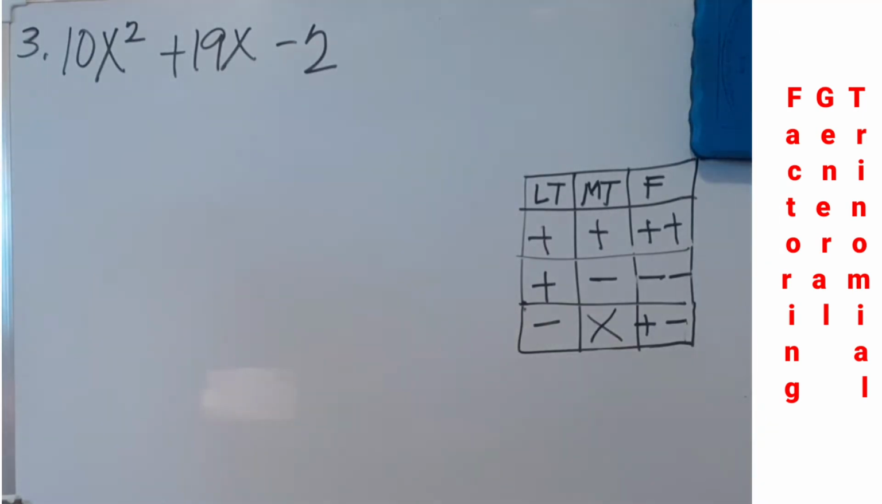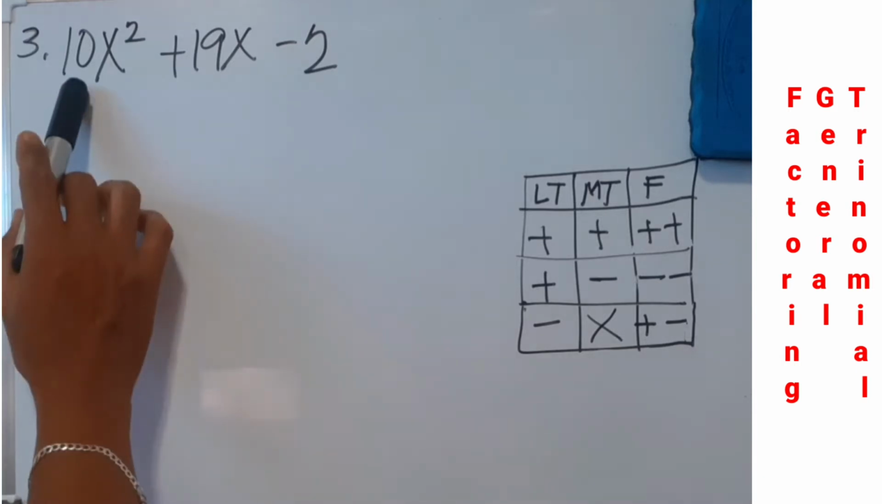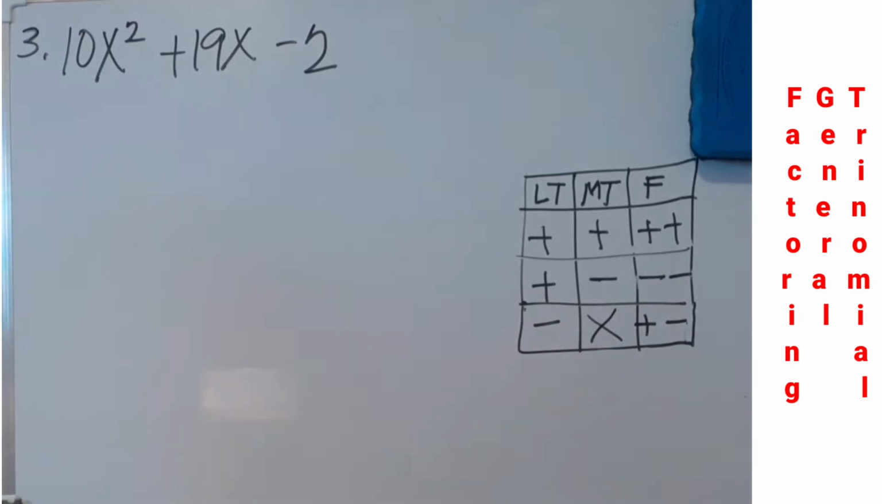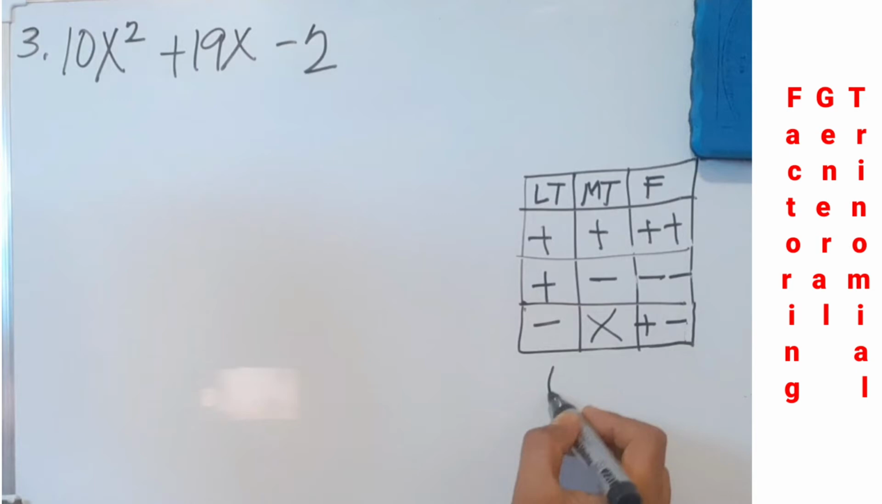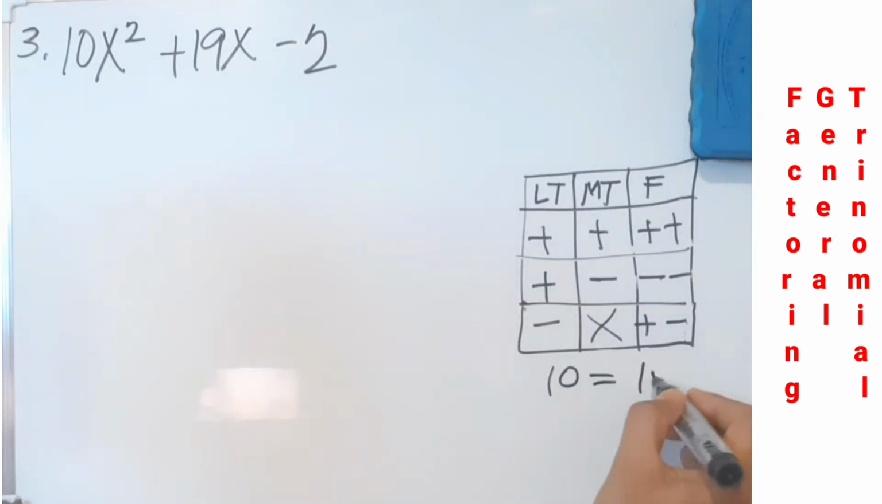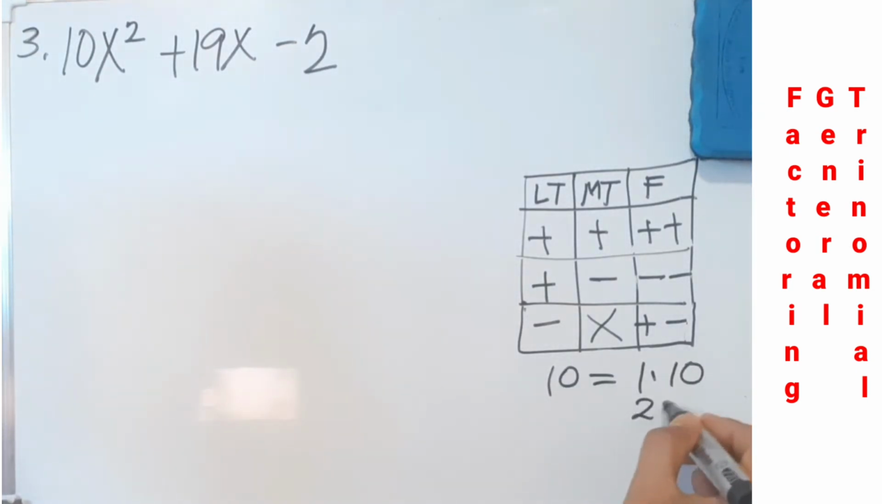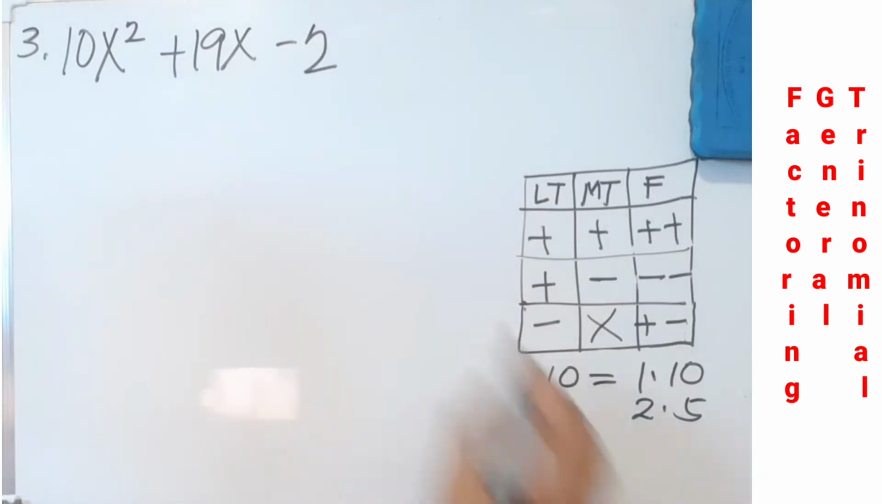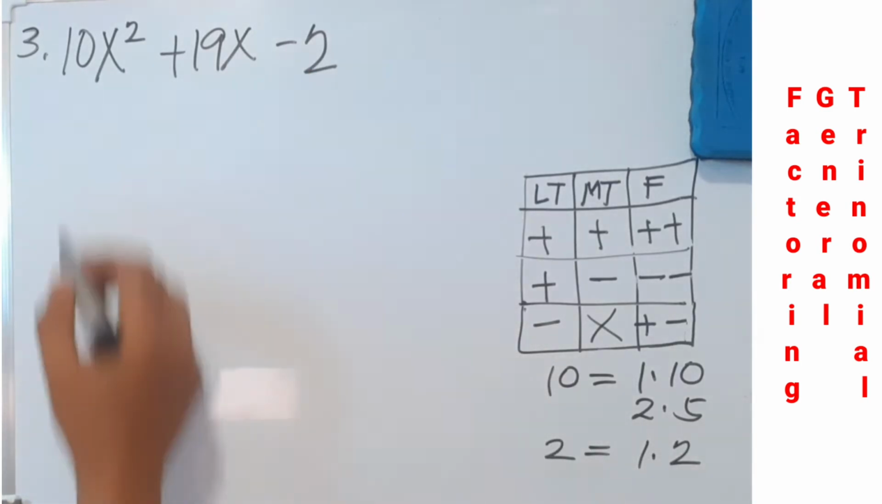Let us proceed to example number 3. 10x squared plus 19x minus 2. Again, list all the possible factors of 10. 1 times 10 and 2 times 5. The possible factors of 2 are 1 times 2.